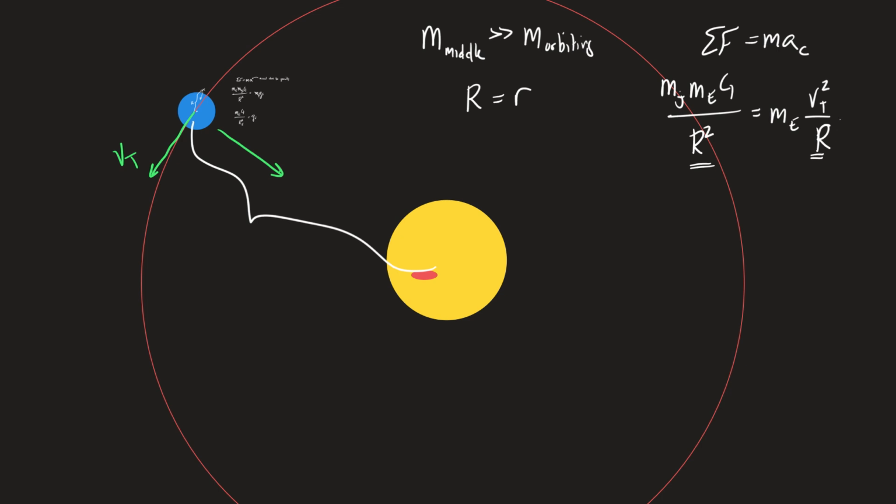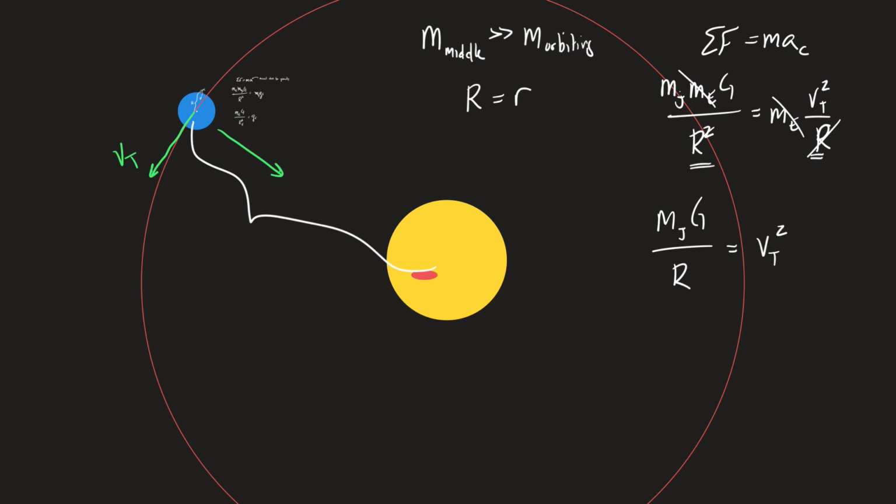Now, that cancels out one of the r's, and it still cancels out the mass, so you get mass of Jupiter times G over r equals vt squared. Now, keep in mind, at the end of that, you have to take the square root of both sides to get your actual answer. But also, you have to use the right numbers and know that you're going to get an answer that's in meters per second. Don't forget your units.